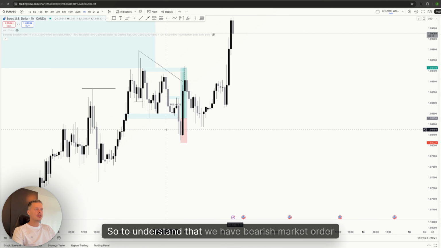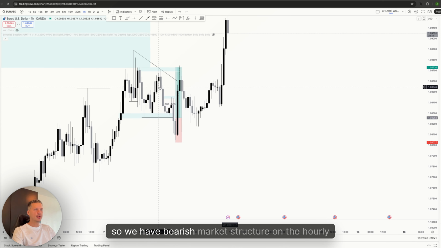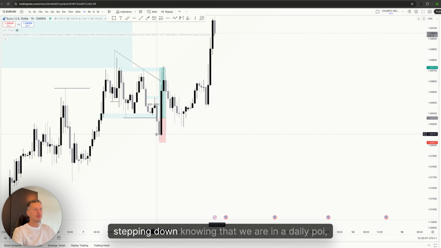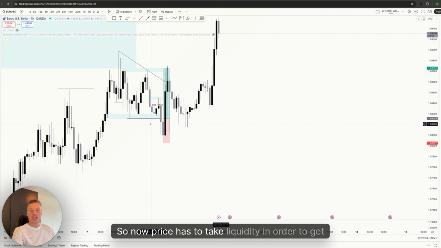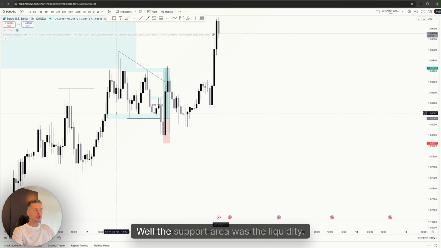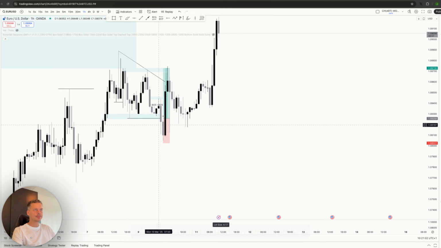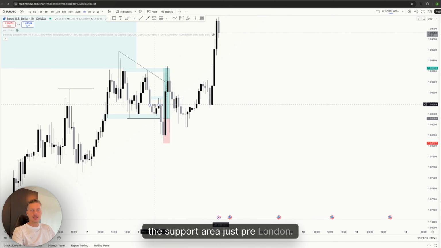So to understand that we have bearish market structure on the hourly stepping down, knowing that we are in a daily POI, we can be very interested. So now price has to take liquidity in order to get that very strong movement. Well, where was the liquidity? Well, the support area was the liquidity. But there is something very sneaky going on around that support area just pre-London.